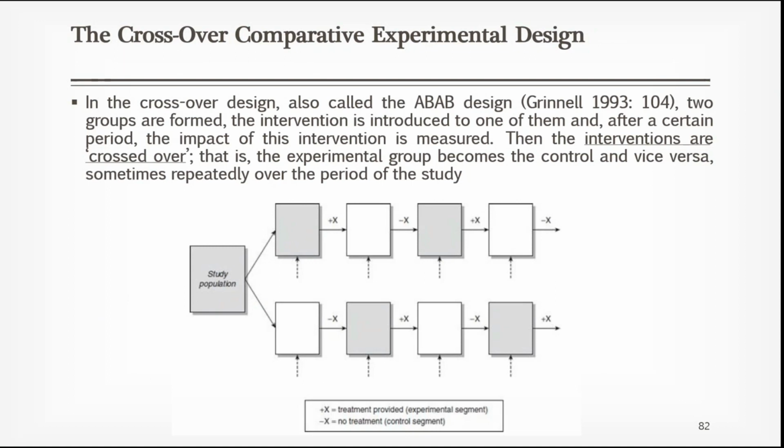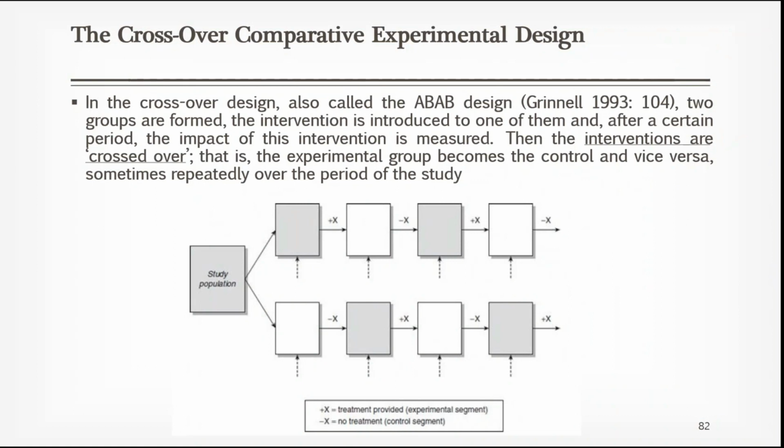First is crossover comparative experimental design. Now, the name itself suggests that it is a comparative experimental design, meaning it's an experimental design. So you have some kind of intervention to study. It's a comparative experimental design, meaning you have two groups. There is comparison between two groups or more than two groups. So you have comparative groups and it is a type of experimental study design. Now, what is meant by crossover? So crossover means the intervention is crossed over. Crossover of intervention means what?